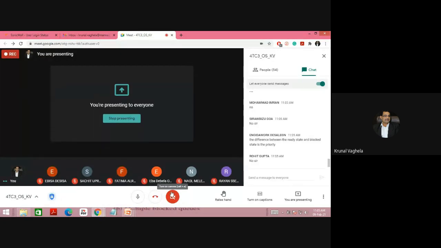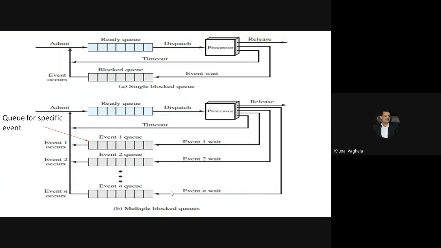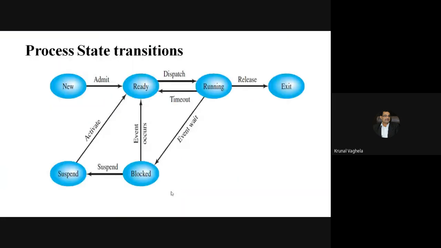Yes, it is the priority. So consider there is one more state. So this is, you can say, a 6-state diagram. One more state is added which is suspended. Now new we have seen, ready we have seen, running we have seen, exit we have seen, blocked we have seen. But from blocked, the process can be suspended, and there is one more state, activate.